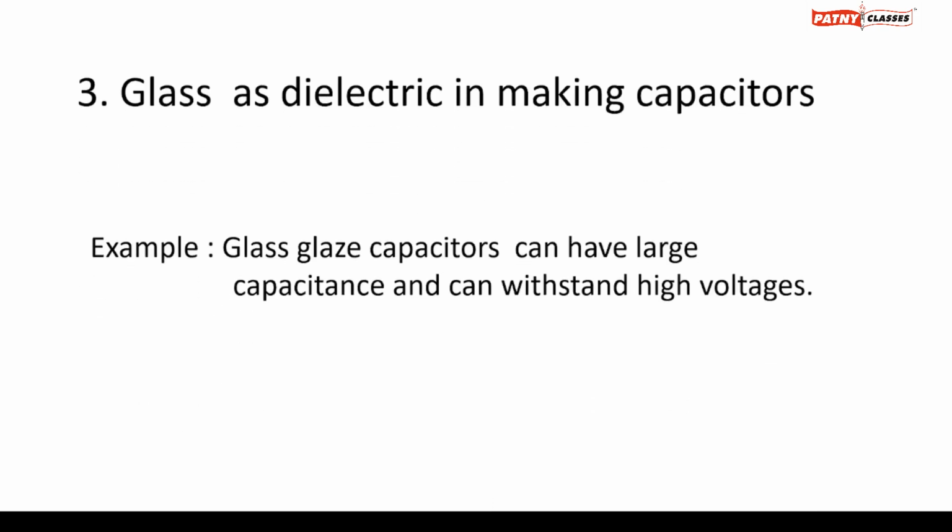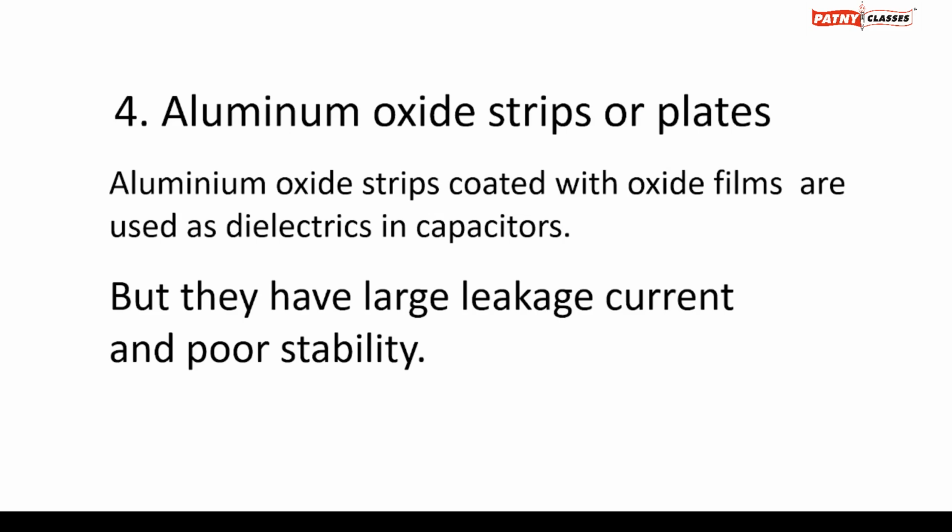Glass is used as a dielectric in making capacitors. For example, glass capacitors can have large capacitance and can withstand high voltages. Aluminum oxide strips or plates coated with oxide films are used as dielectrics in capacitors, but they have large leakage current and poor stability.